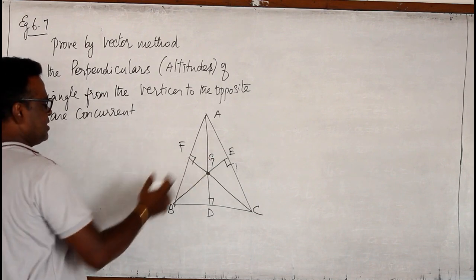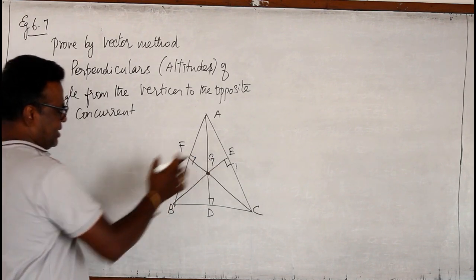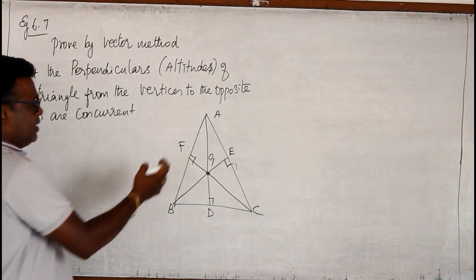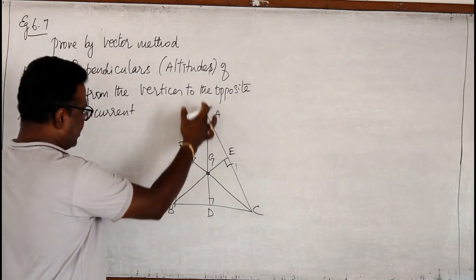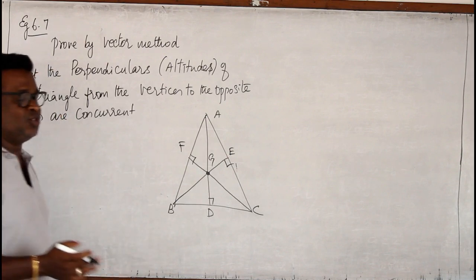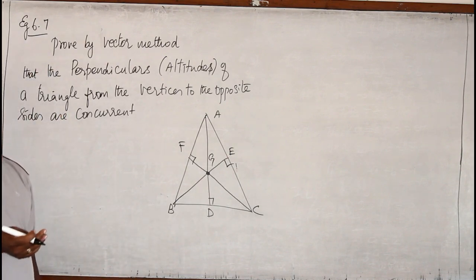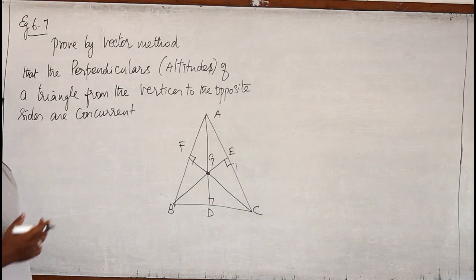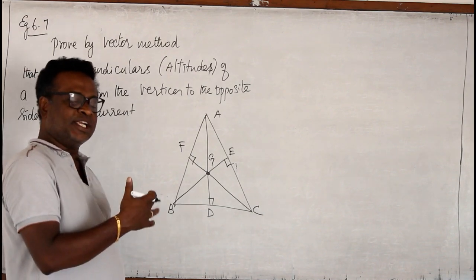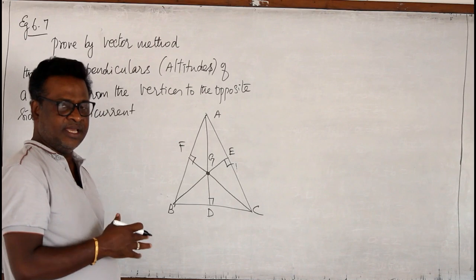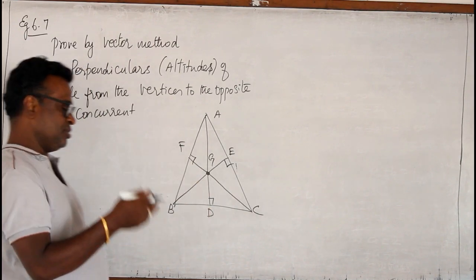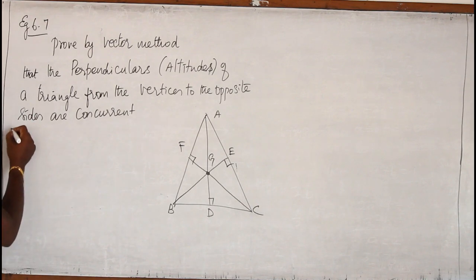We know G is the orthocenter. Now, what I am going to prove is, let me take that two altitudes are already passing through G, and it is enough if I prove the third altitude is also passing through G. So, we should go for the proof.